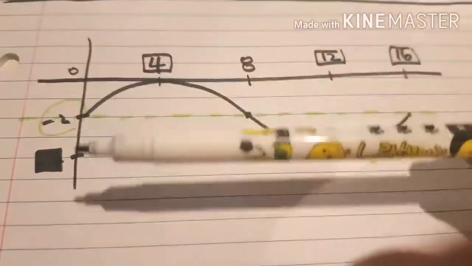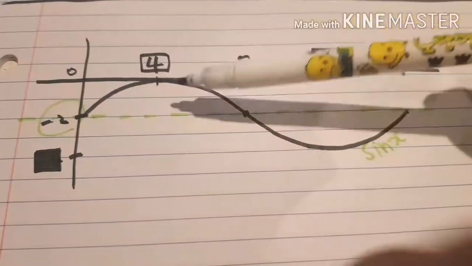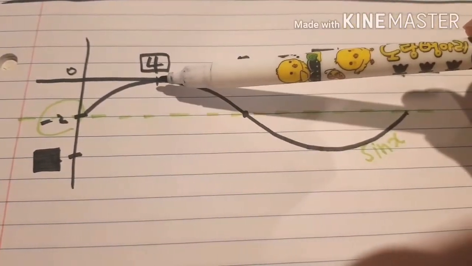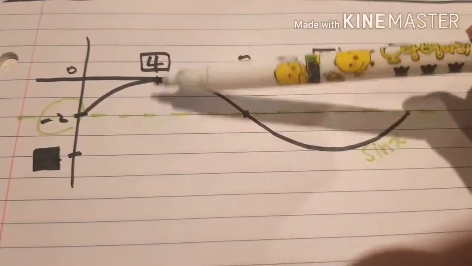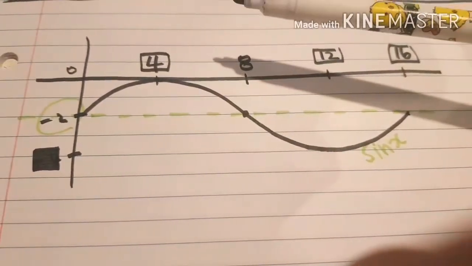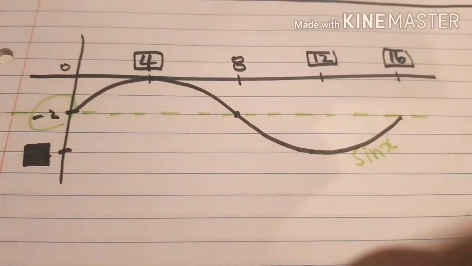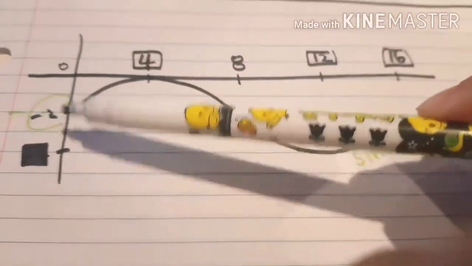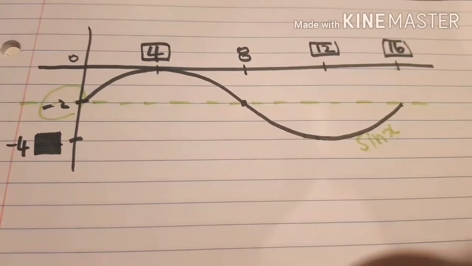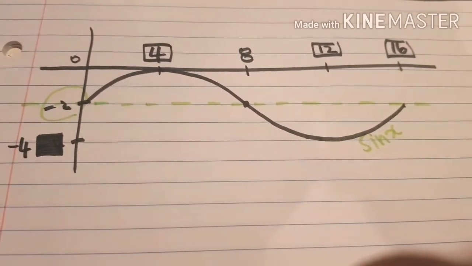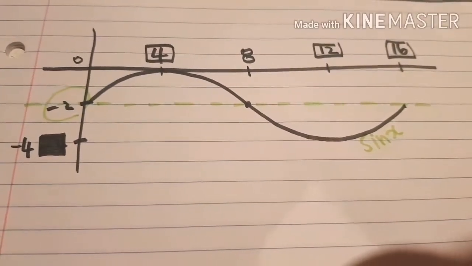Okay, now I drew the midline. What is the amplitude? The distance from the midline to the maximum, or from the midline to the minimum value, is 2. So therefore, what will be this value over here? Yep, from -2, you go down by 2, so that's right, -4. Well done. So this is how you figure out all the other points.